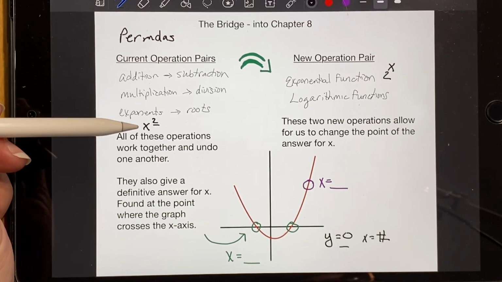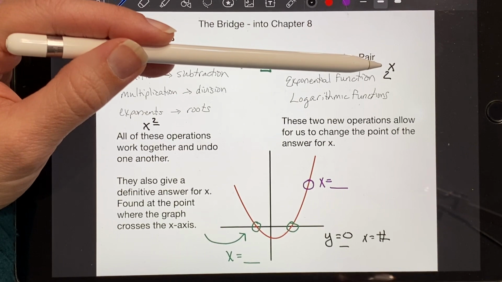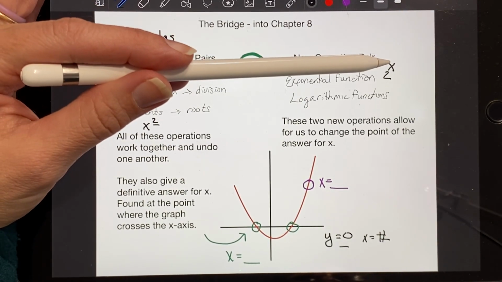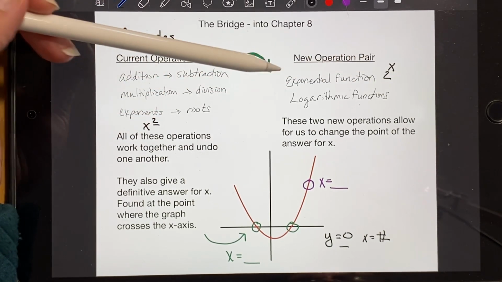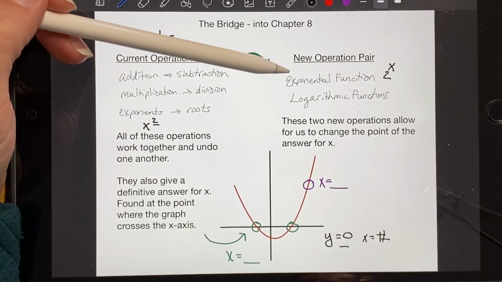So I call this one x's feet are on the ground. In here, x's feet are up in the air. So how do we get x out of the air and back on the ground? What does it look like to graph an exponential function?